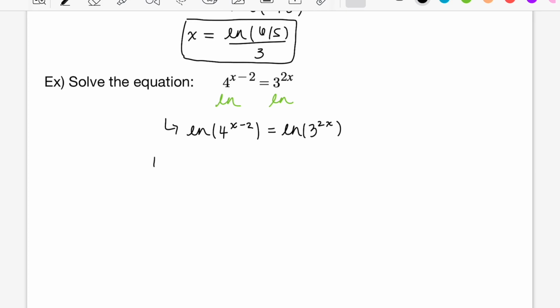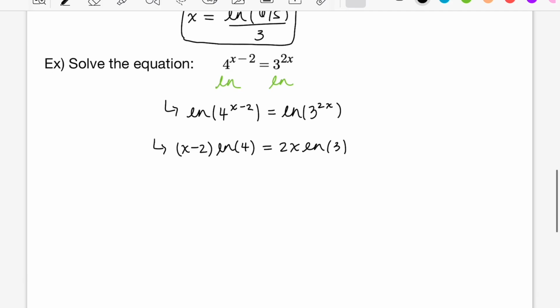All right. Now using our power rule here, we're going to bring this exponent down in front. So we have x minus 2 times ln of 4. And similarly on this side, we'll bring this power down in front. So we'll get 2x times ln of 3. Now what we'll do is distribute this ln of 4 to both terms in this binomial here. So we'll get x ln 4 minus 2 ln of 4. And on this side, we still have our 2x ln of 3 here.